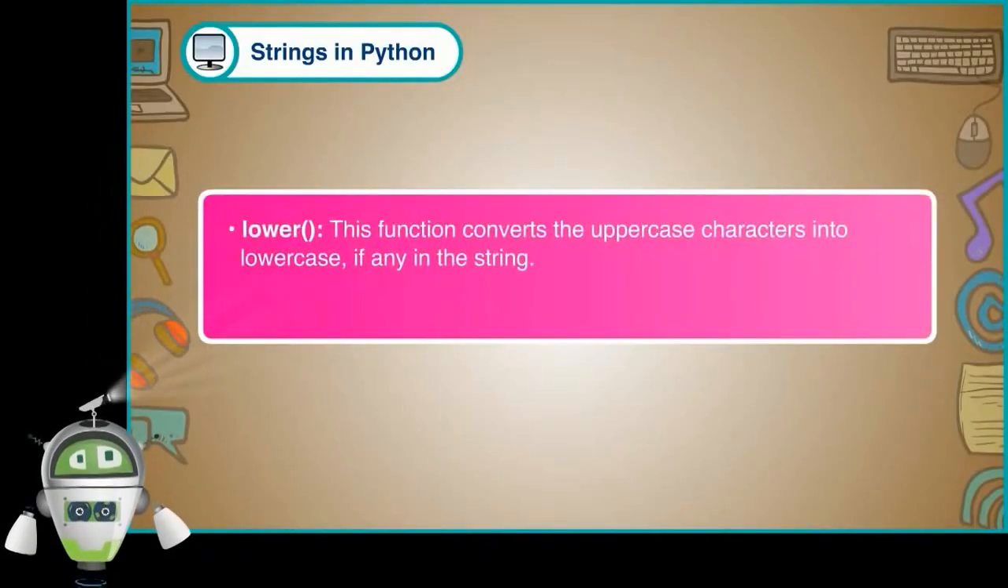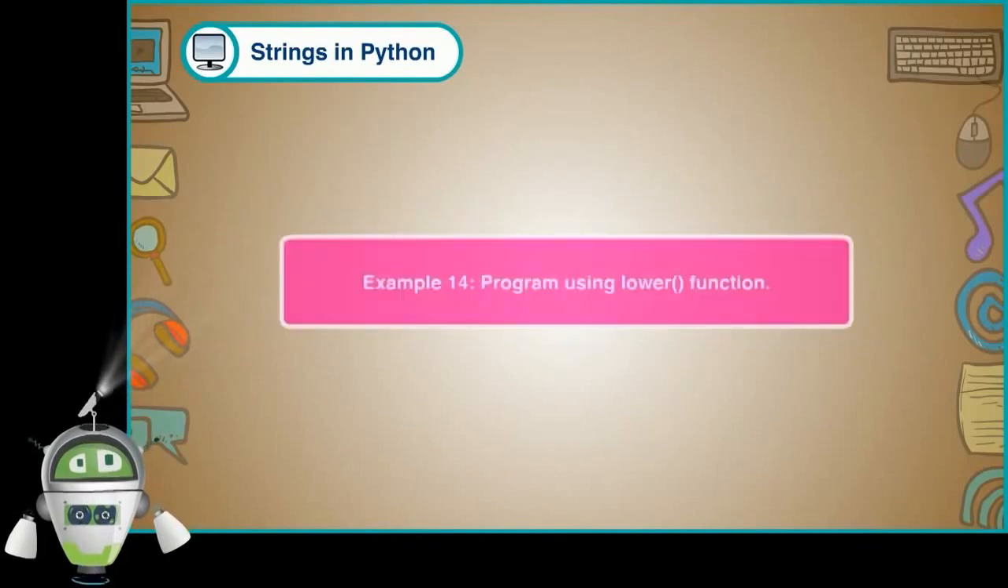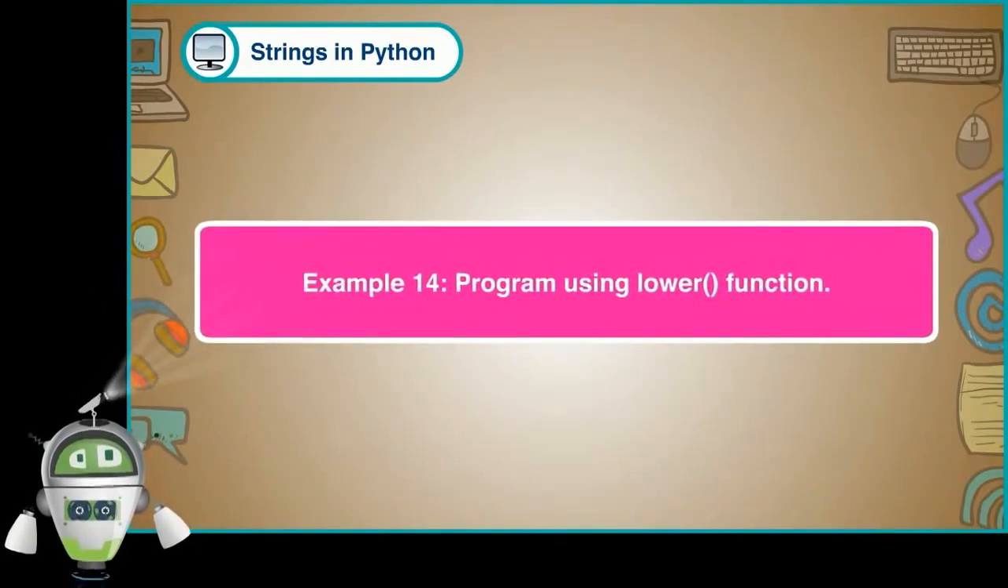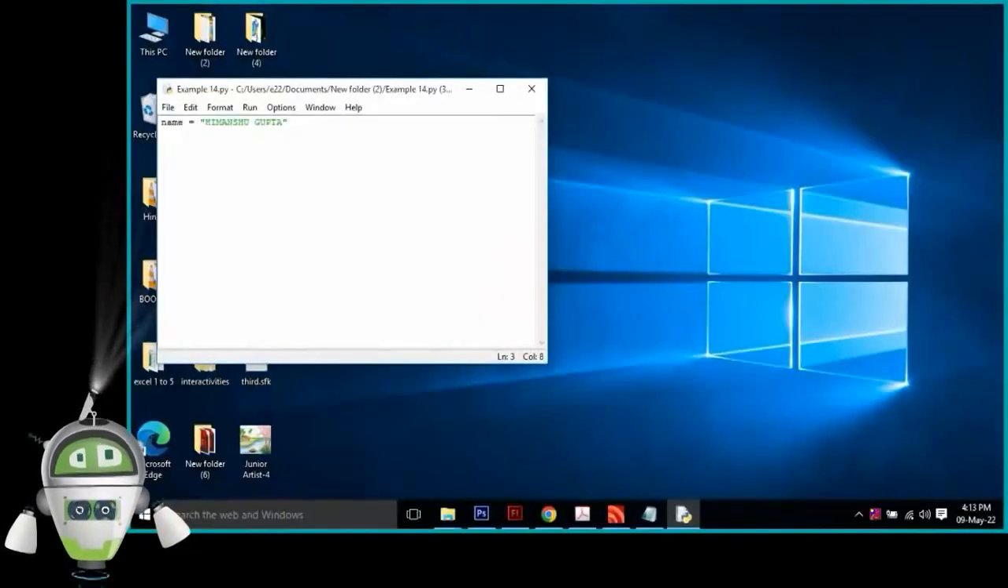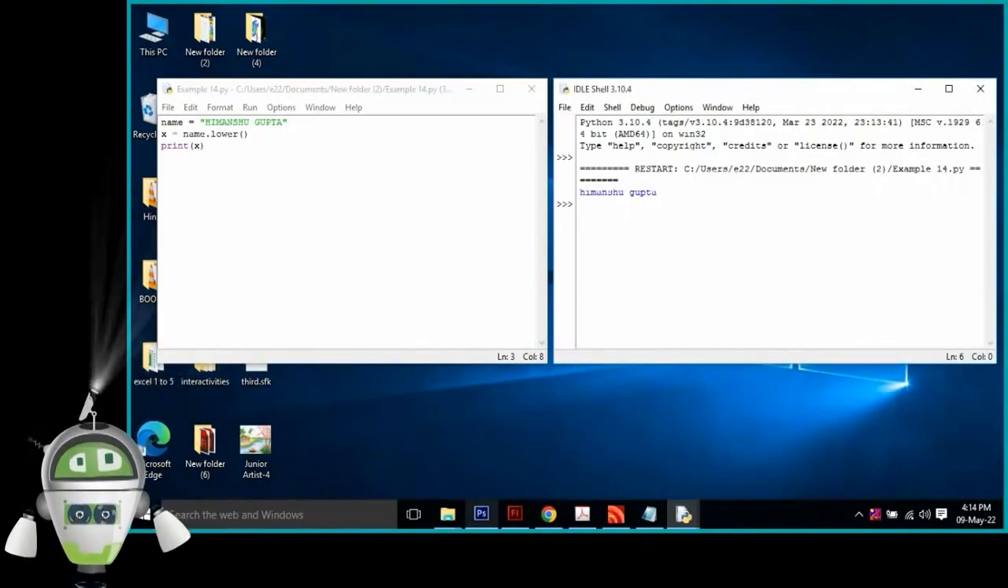Lower. This function converts the uppercase characters into lowercase, if any, in the string. Syntax: string.lower(). Example 14. Program using lower function. name = "Himanshu Gupta", x = name.lower(), print(x). Output is himanshu gupta with all letters in small.